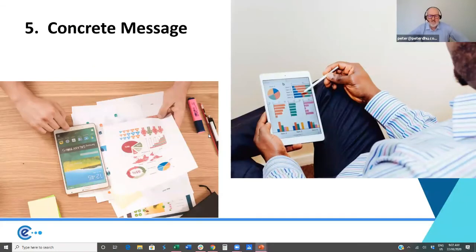Concrete message. This is data, statistics. If you give numbers and you want people to remember them, it can be really quite hard. Classic example that I use: the human heart pumps 350 million litres of blood. According to the Heart Foundation of Australia, the healthy human heart on an average lifespan will pump 350 million litres of blood. I'm hoping you'll all remember that.